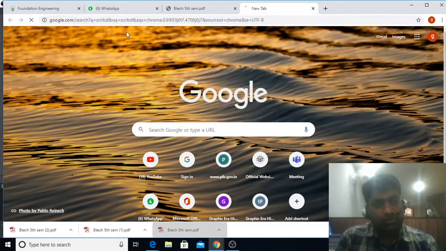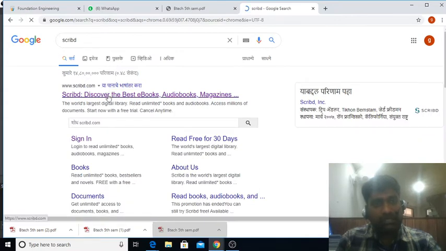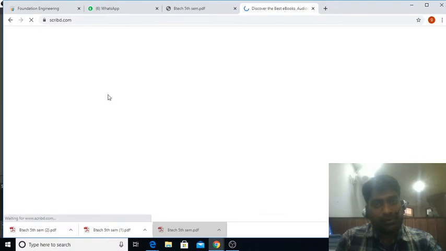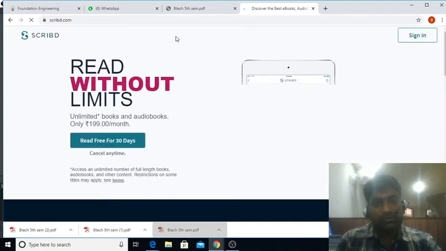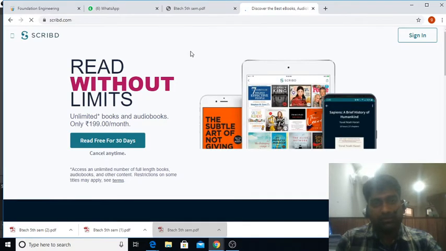So go through this Scribd app and you can get a book on this website also of Scribd very easily. You can get these books on this website of Scribd also very easily.